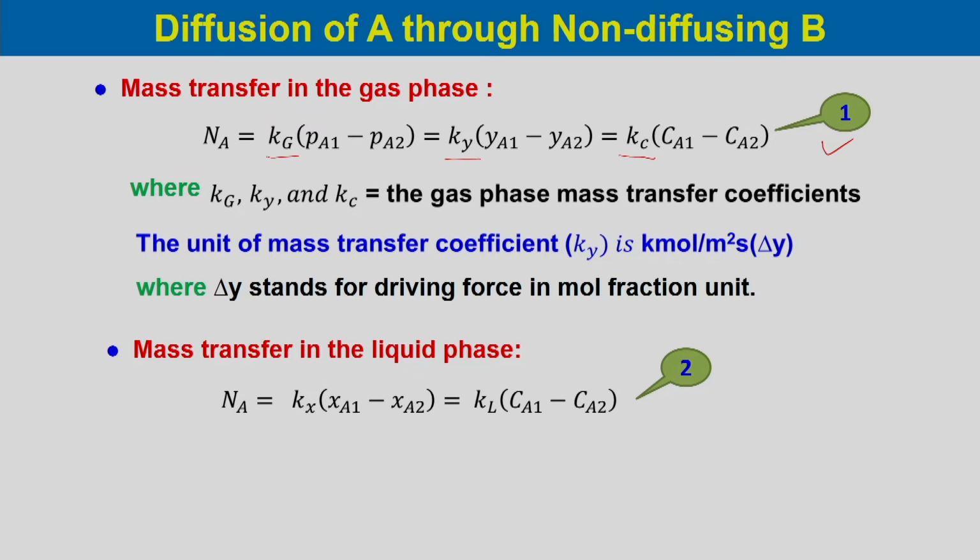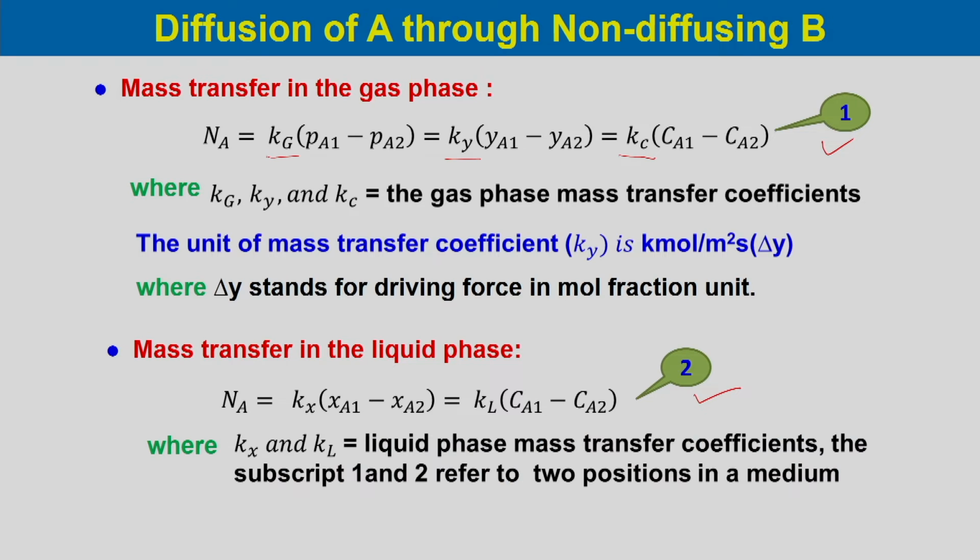In case of the liquid, we can write the flux Na is equal to kx (Xa1 minus Xa2), which is equal to kl (Ca1 minus Ca2). So, this is equation 2 for the mass transfer in the liquid phase. The mass transfer coefficients kx and kl are the mass transfer coefficients in the liquid phase, and the subscripts 1 and 2 in both the equations refer to the two positions in the medium considered.